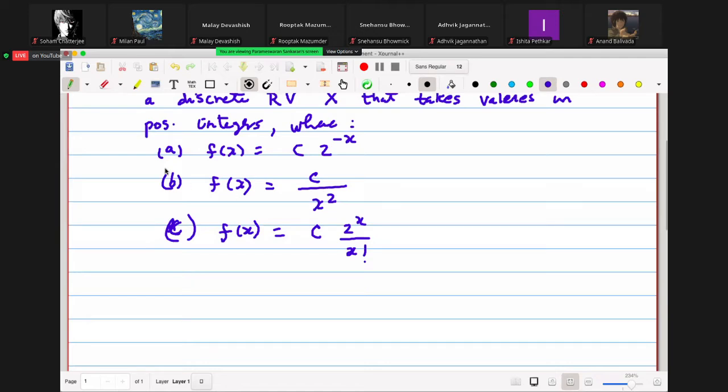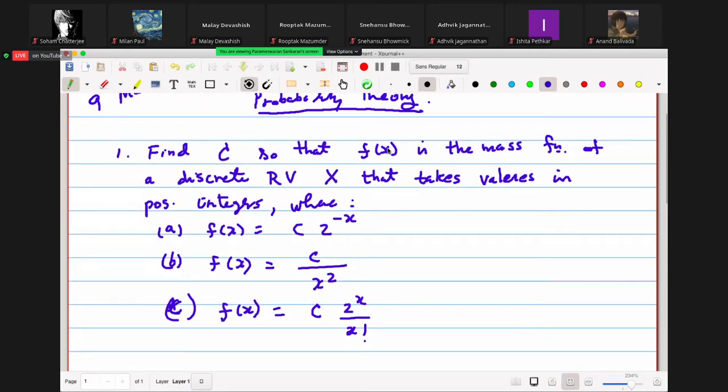Okay, so the first one is, mind you, in all these things, you are told already that x takes values in positive integers. So I don't need to write that. Let me write x belongs to natural numbers, in all these problems.